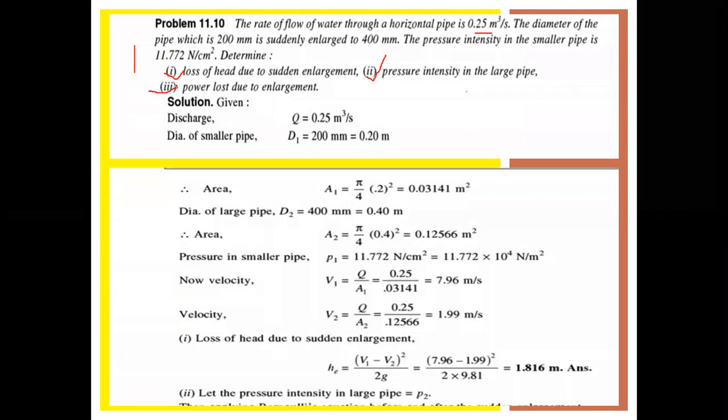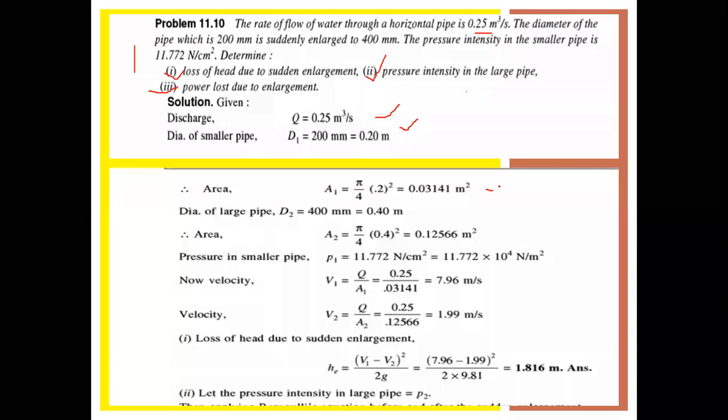Now, what is the given data? The Q value is automatically given in the question. The diameter of the smaller pipe D1 is equal to 0.2 meter. Immediately find the area and keep it aside. Next, the second diameter is 400 mm, and again find the area and keep it aside. Next, the pressure in the smaller pipe, P1, is equal to this value.